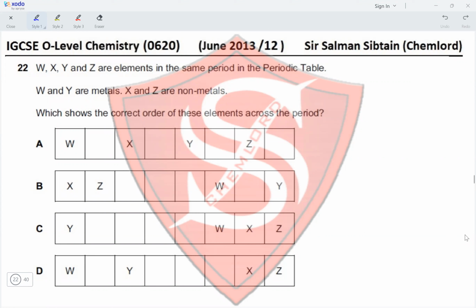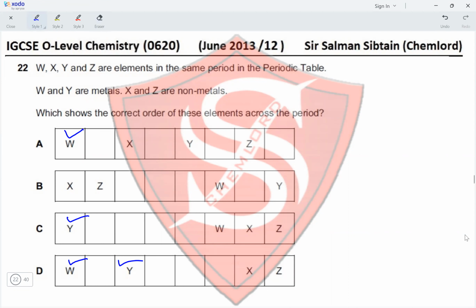So W and Y being metals should be present on the left. So W and Y are present on the left in A. No, not Y. This is X. So only W is here. Y is present in C, and both W and Y are present in D.